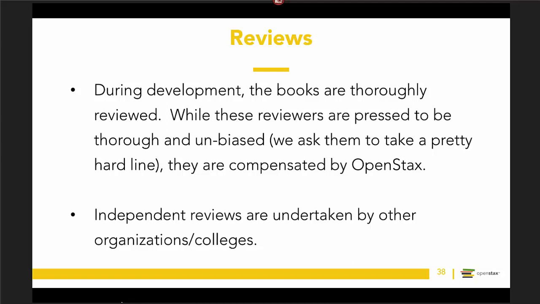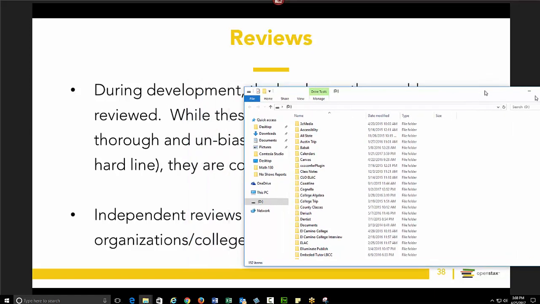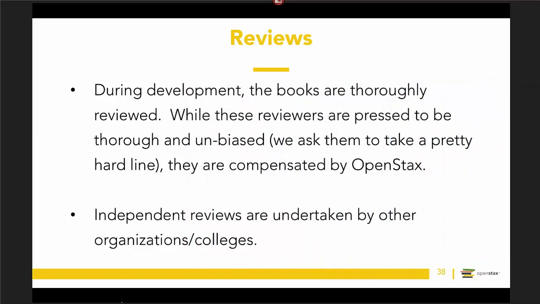Or sometimes with open, they sort of try to give us a pass and say, oh, well, for an open book, it's good. And that might be the case, but our goal is not to have that be said. We want it to be a book just as good or close to as good as you'd like to see. So we try to make them unbiased, try to make them very thorough, but the reviewers are compensated by us. I know that many publishers would provide you with those, but we try to be a little more independent. So there are other independent reviews undertaken by other organizations, and some of those are voluntary, some of them are not, and they're grant funded to check on the efficacy of open educational resources in particular.